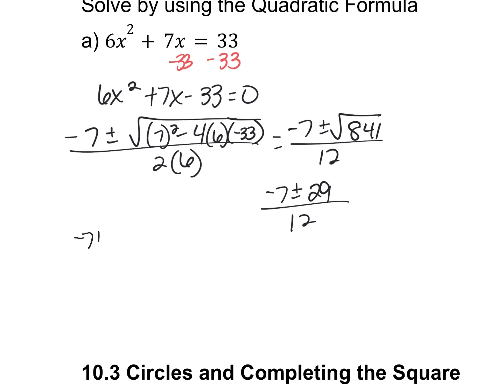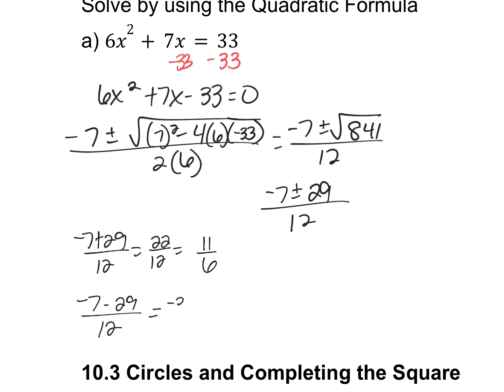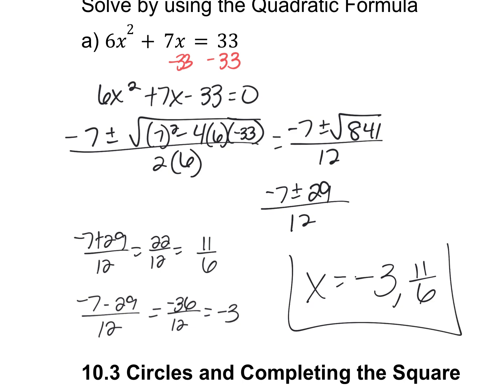So negative 7 plus 29 over 12. That would give you 22 over 12, which would end up being 11 sixths. And negative 7 minus 29 over 12 would be negative 36 over 12, which would end up being negative 3. So your two answers are negative 3 and a good old fraction, 11 sixths.